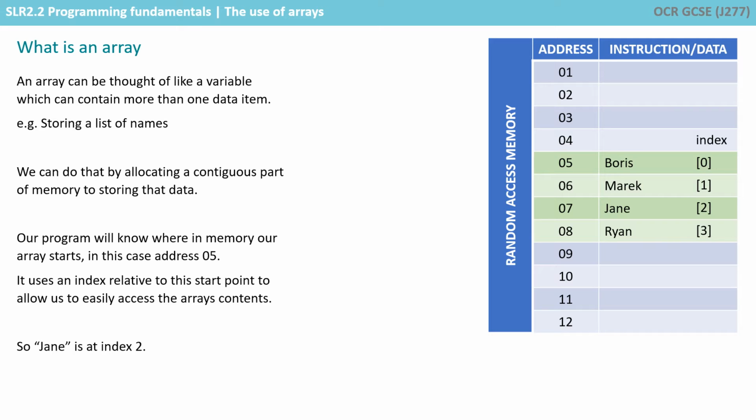So our program will know where in memory our array starts, in this case address 5, and we can therefore use an index relative to the start point to allow us to easily access the array's contents. So notice arrays are typically 0 indexed, which means Jane is at index 2, not index 3. It is in the 3rd position in the array, but because we start at 0, it's at index 2.